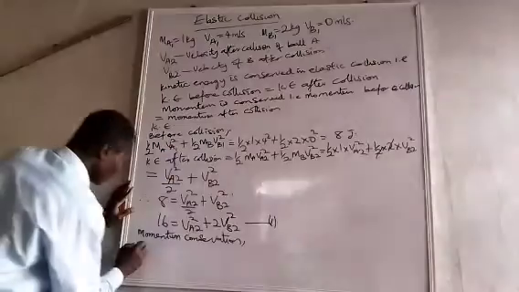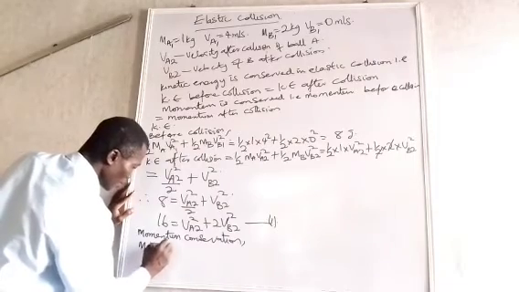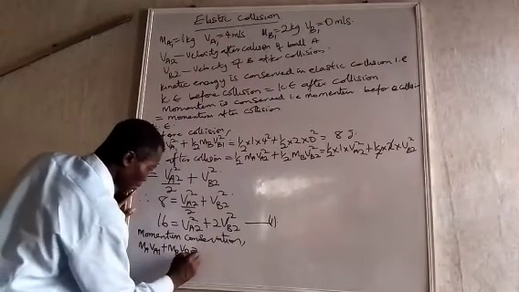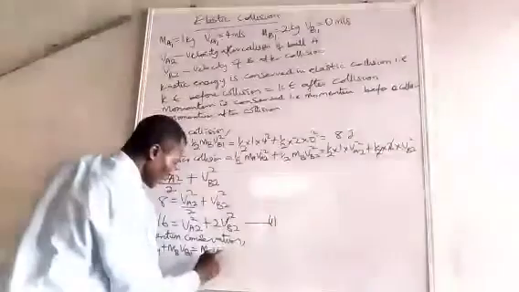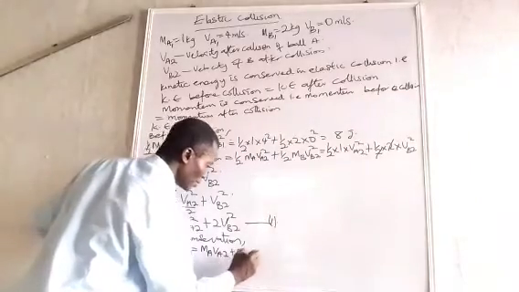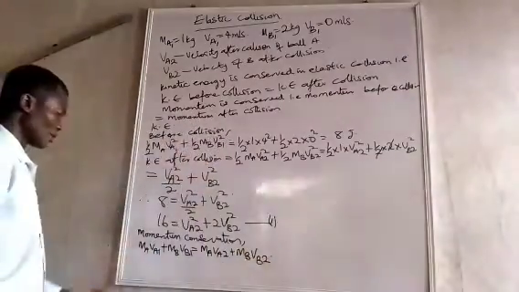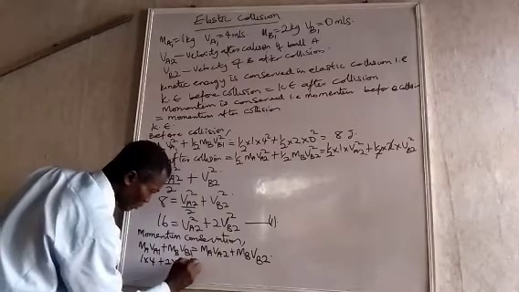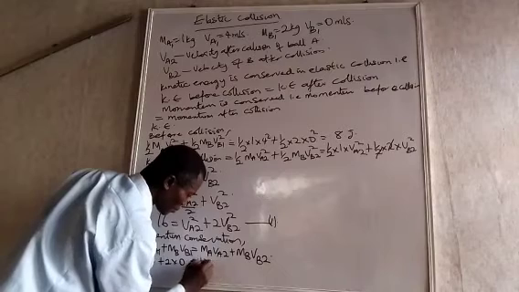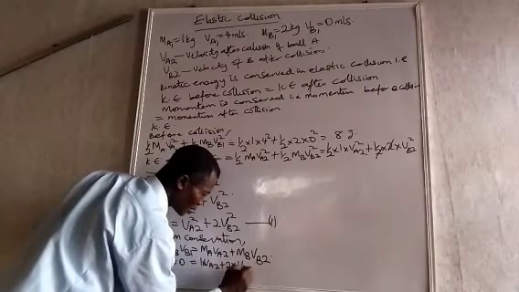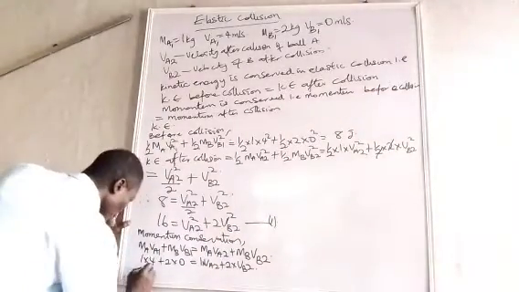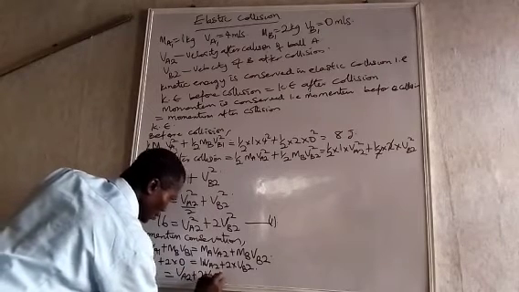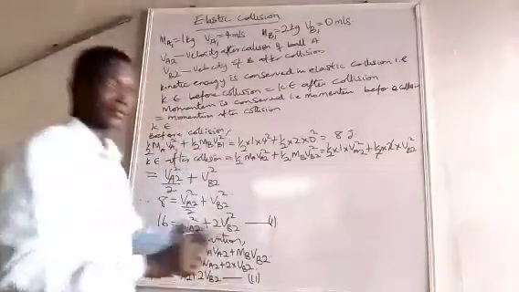Now for momentum: Ma Va1 plus Mb Vb1 is equal to Ma Va2 plus Mb Vb2. Now let's put in our figures. Ma is 1, Va is 4. So 1 times 4. Mb is 2, Vb is 0. Now, Ma is 1, Va2 plus 2 times Vb2. So what does that give us? 4 will be equal to Va2 plus 2 Vb2. That's our equation 2. Let's write it out clearly and solve it.